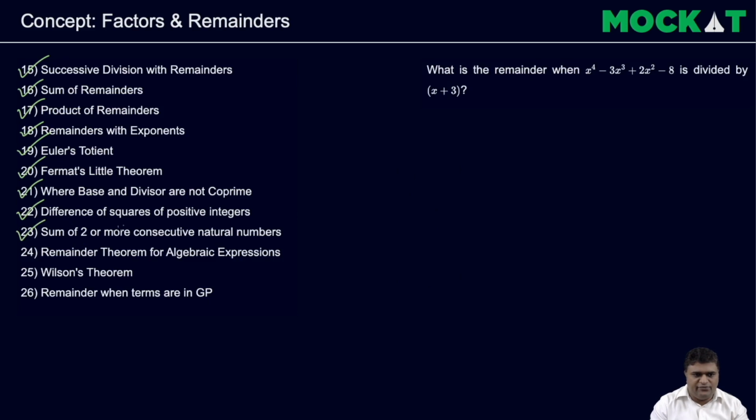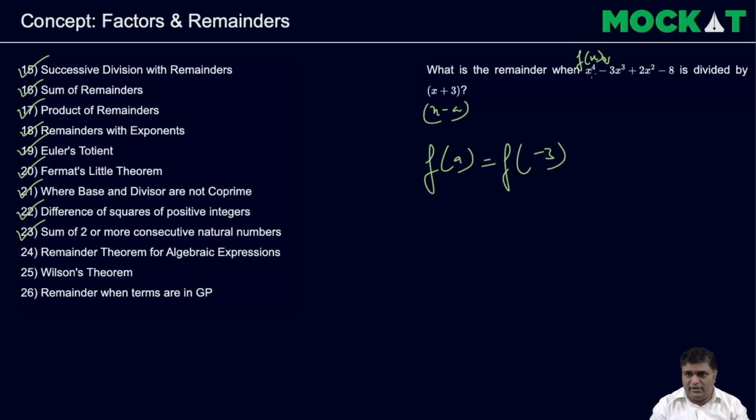Next up is remainder theorem for algebraic expressions. What is the remainder when this is divided by x plus 3? Right, so you'll have to take this in the x minus a form. Where a polynomial is divided by x minus a, the remainder is going to be f of a, right? So if this over here is f of x, now f of a over here is nothing but f of minus 3, right? So if x plus 3 is x minus a, f of a is f of minus 3.